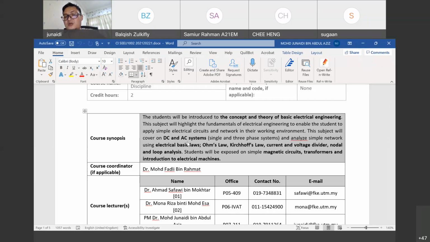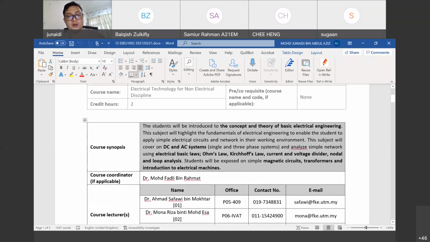So this course is a fundamental course which enables you to apply simple electrical circuits. Not only to apply but also to know about electrical circuits, whether you like it or not, whether you are non-electrical discipline or electrical discipline.